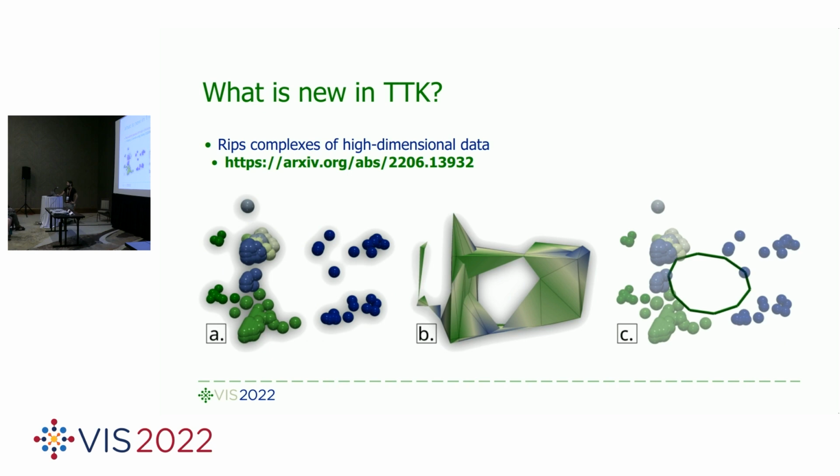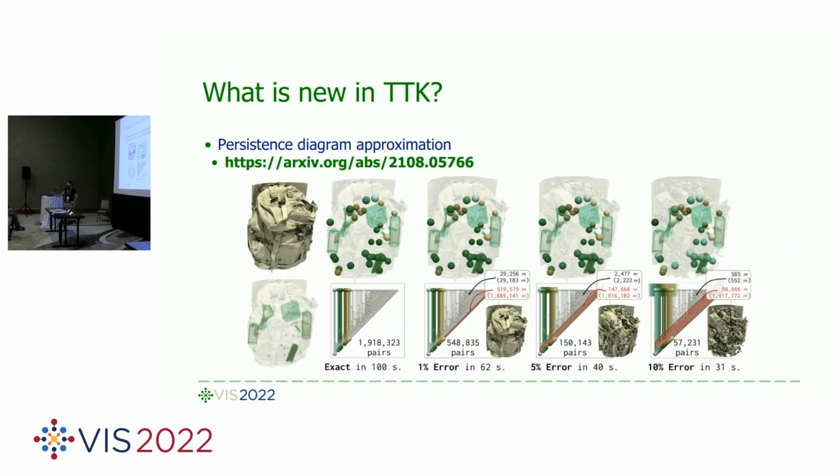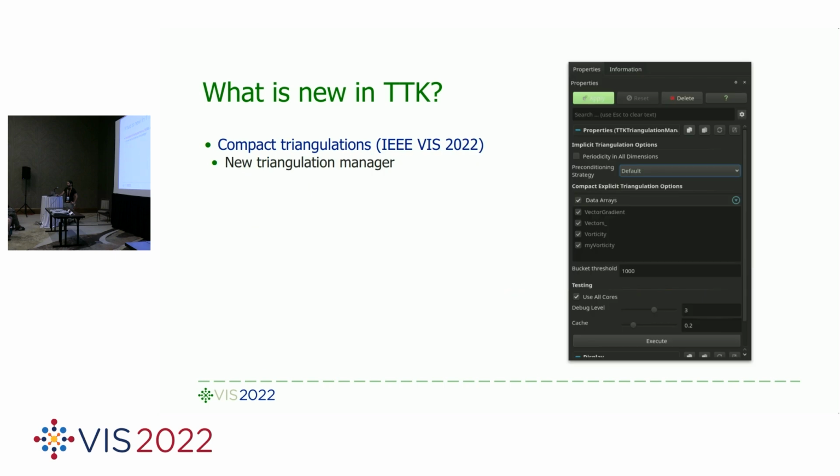We also have Rips complexes for high-dimensional data. So if you have high-dimensional data, you can put that into TTK and do some analysis. There's a few caveats, but if you're interested in the low-dimensional features of your data and the high-dimensional data, we can grab that. We also have backend for persistence diagram approximation that have been emerged recently.